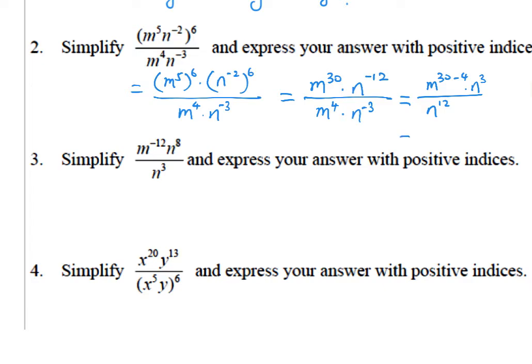Now next, m to the power 26. And how do I write n? N to the power 3, n to the power 12. Which number minus which number? 12 minus 3. If you use 12 minus 3, that 12 is the starting number in the denominator, so your answer should be put in the denominator. So n to the power 12 minus 3. So final answer: m to the power 26, n to the power 9.